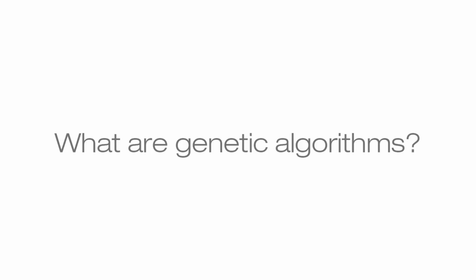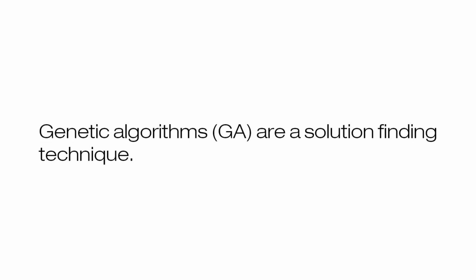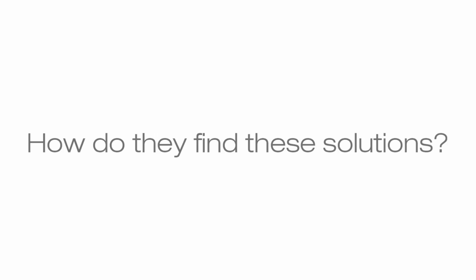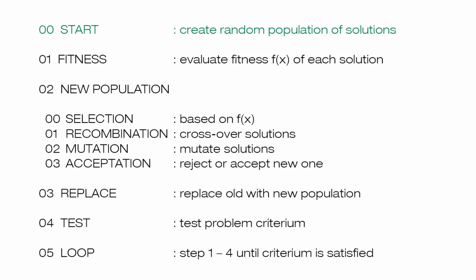What are genetic algorithms? Genetic algorithms are solution finding techniques. How do genetic algorithms find these solutions? As follows. First of all, a random set of solutions is created. Then the fitness of each of these solutions is evaluated, meaning each solution is given a grade. Is it good? Is it bad? This means we have to know what makes a good solution, or what we call the fitness function.